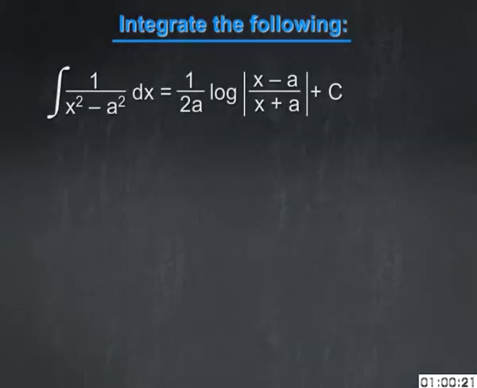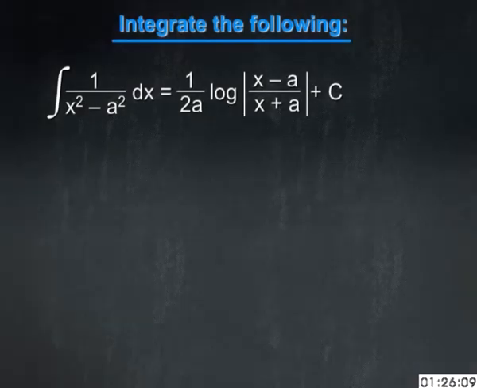We have some special type of integrals such as integral of 1 divided by x square minus a square with respect to x is equal to 1 upon 2a into log of mod of x minus a upon x plus a plus c, where c is the constant of integration. Let us prove this integral, and we can use this as a formula for the same type of integral.